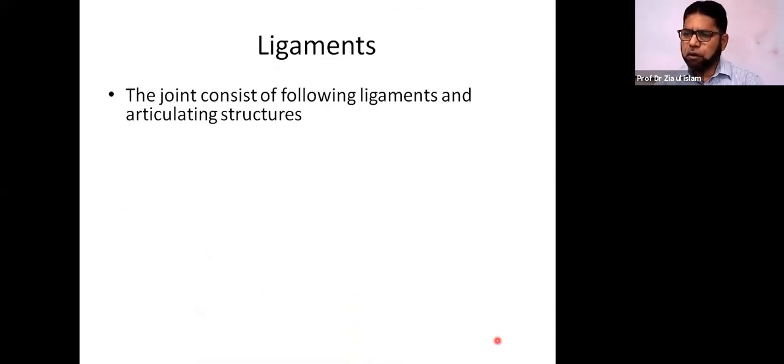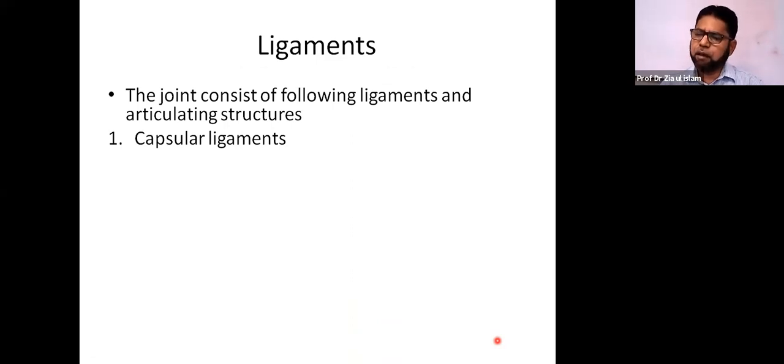The joint consists of the following ligaments and articulating surfaces. Now, what are the ligaments and what are the articulating structures present in the knee joint area? First we have the capsular ligament. The capsule is common: all synovial joints have a capsule. Some are extracapsular ligaments and some are intracapsular ligaments. Most of the ligaments you see are thickenings of the capsular ligament. The capsular ligament thickens to form ligaments.